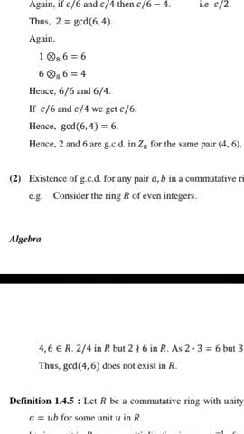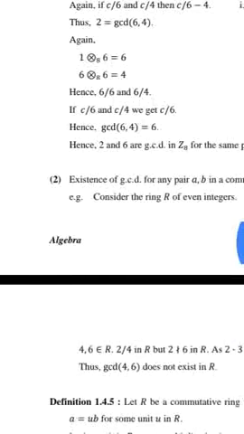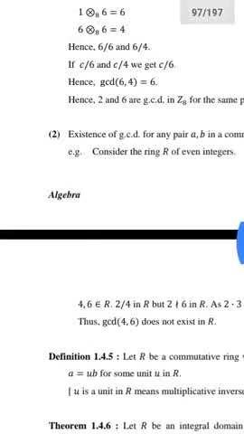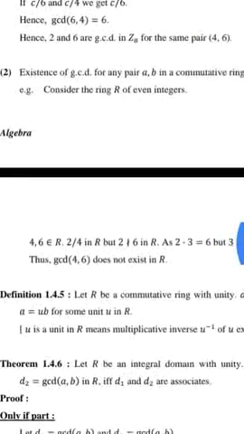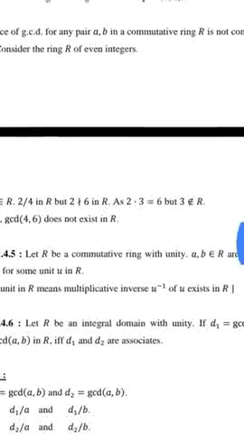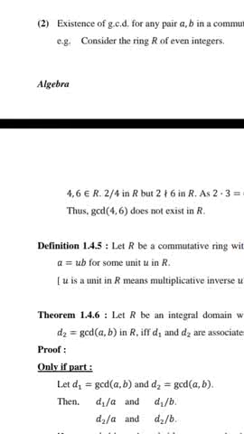Next, existence of GCD for any pair A, B in a commutative ring R is not compulsory. Consider the ring R of even integers. 4, 6 belong to R, 2 divides 4 in R, but 2 does not divide 6 in R, as 2 multiplied by 3 is equal to 6, but 3 does not belong to R. Then GCD of 4, 6 does not exist in R.